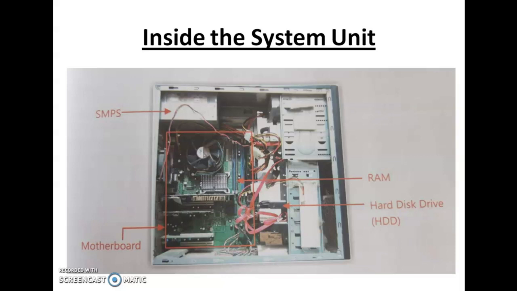Now let's see which devices are inside the system unit. So what is a system unit? It holds all the internal components or devices of the system. Along with the processing devices, there are some more devices inside the system unit which help in the overall functioning of the computer. Which are they? Yes, SMPS, RAM, HDD, motherboard. Let's see their functioning.